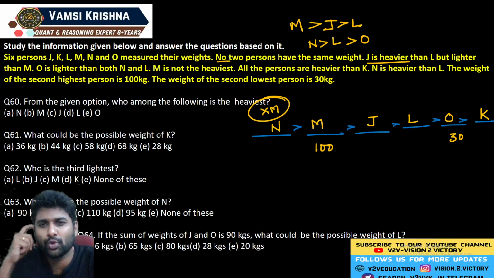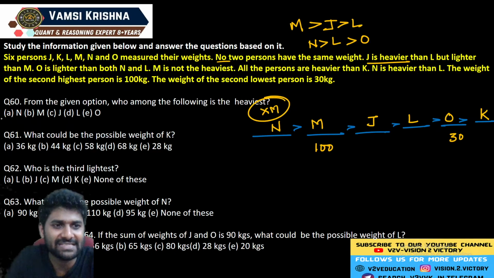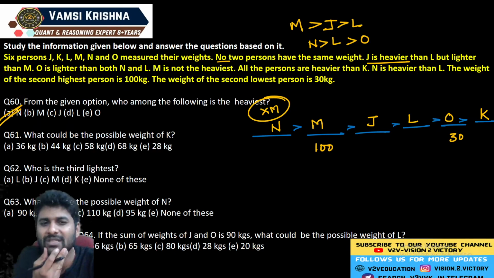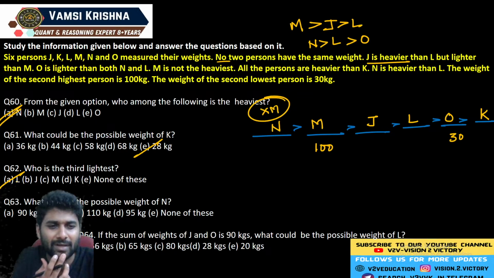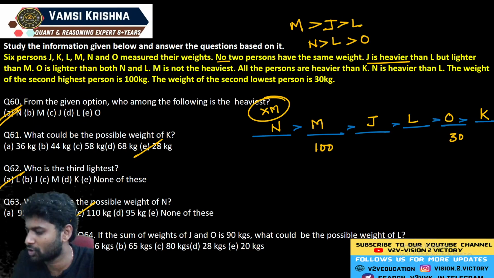Now, from the given options, who among the following is heaviest? N is the heaviest. What would be the possible weight of K? Less than 30, so 28 is a possible weight. Who is the third lightest? L. What may be the possible weight of N? The possible weight of N should be more than 100. We have one option, 110.